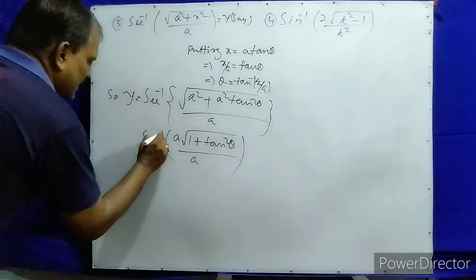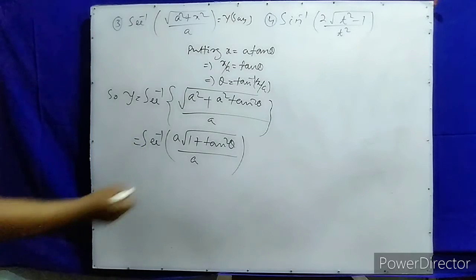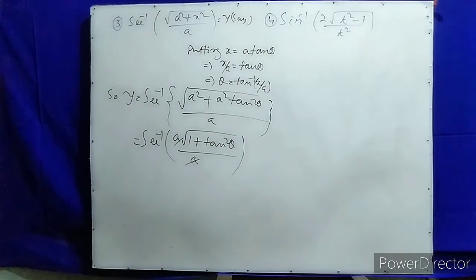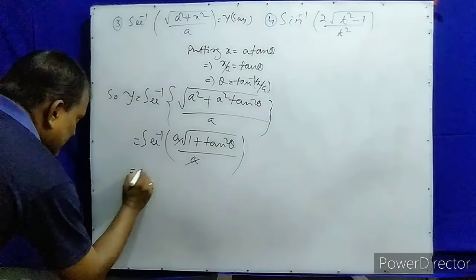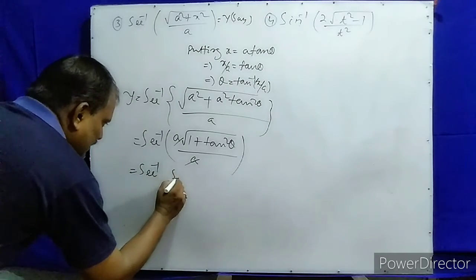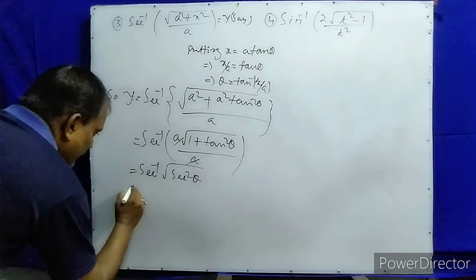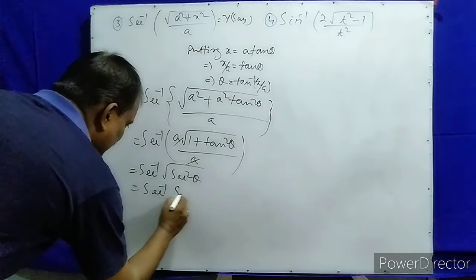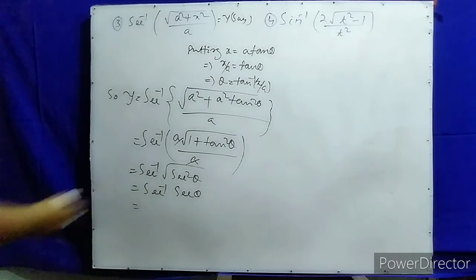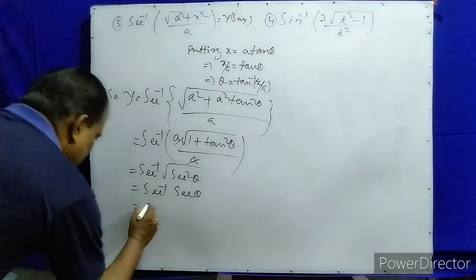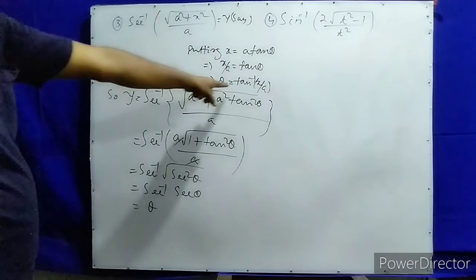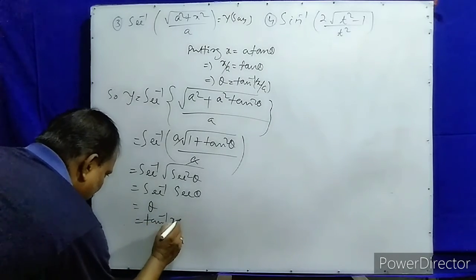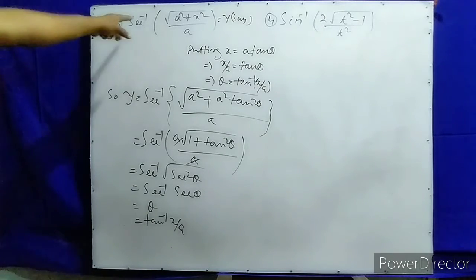So here you write sec inverse. So cancel a and a. Here 1 plus tan square is there. 1 plus tan square, you know, is sec square. So this is sec inverse root over sec square theta, equal to sec theta. So sec and sec inverse will cut, then we get theta. So theta this is. Now finally instead of theta you put tan inverse x by a. This is the final answer. So the reduced value of what?